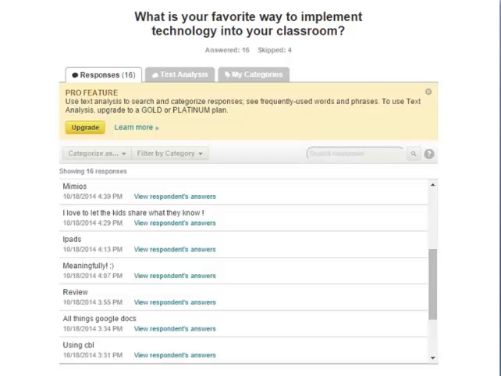They have Memeos. This person said, I love to let the kids share what they know. iPads, meaningfully, which doesn't give us much of an answer. Review, all things Google Docs. So this person is using Google Docs in their classroom. And then using CBL.